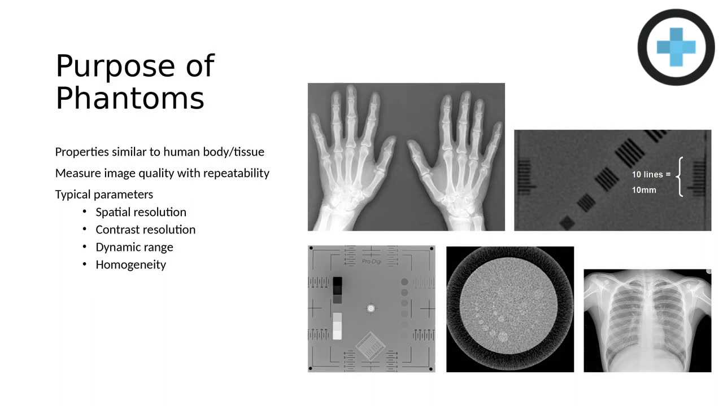So some of the typical parameters we're going to find are spatial resolution, which is the ability of a system to distinguish between objects or features in an image. Contrast resolution, which measures different levels of brightness. Dynamic range, which is the ability of a system to capture subtle details, such as soft tissue, or high contrast areas such as bone. Homogeneity, which refers to the consistency of the appearance of tissue in imaging.